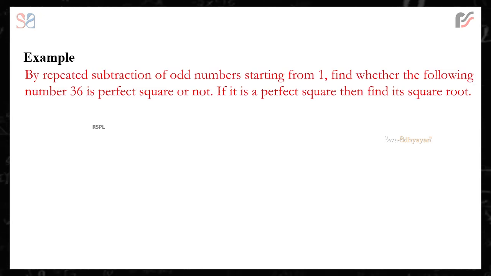Example: by repeated subtraction of odd numbers starting from 1, find whether the following number 36 is a perfect square or not. If it is a perfect square, then find its square root.